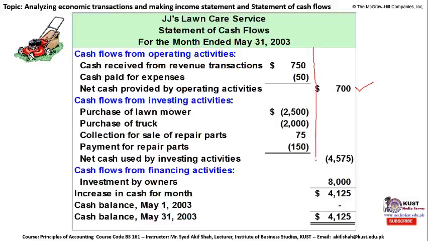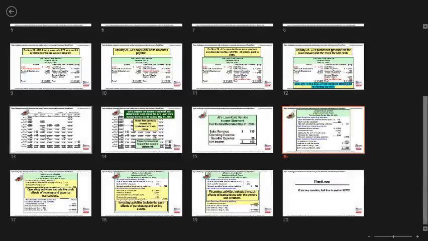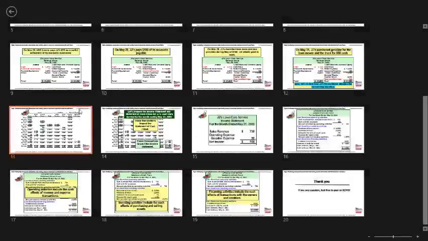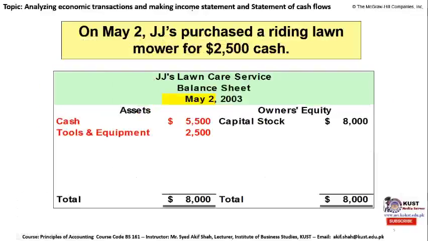Now let's discuss the second section, purchase of lawn mower. Let's go back towards the accounting equation. The purchase of the lawn mower was on May 2nd. Let's go back further to the May 2nd transaction.